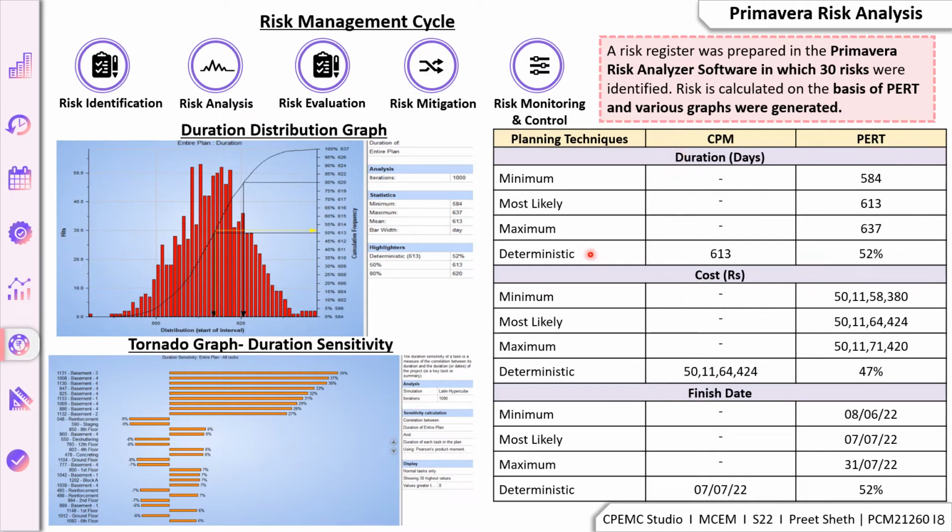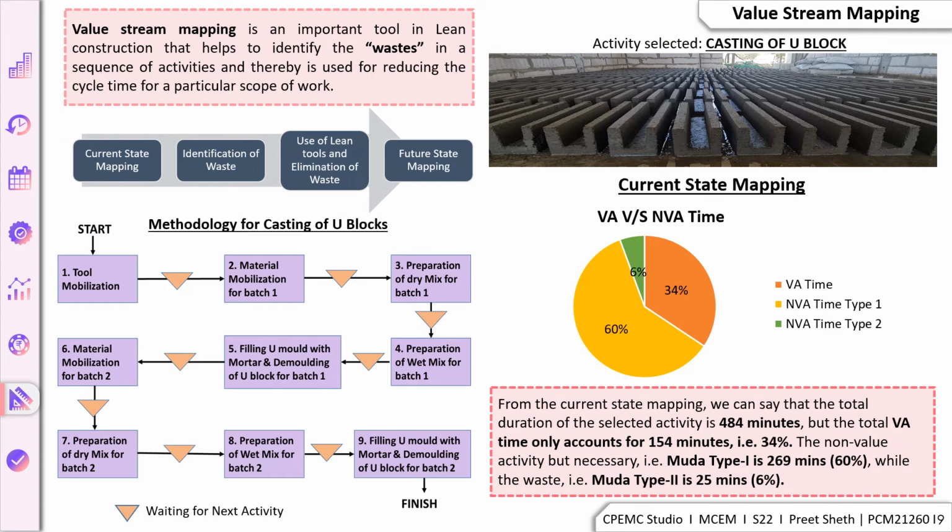Critical path method basically works on the deterministic approach, and PERT basically works on the probabilistic approach. Now talking about lean construction, the first tool which we applied on site is VSM, which is value stream mapping. Value stream mapping helps in identifying the waste in a sequence of activities, and it ultimately helps in reducing the cycle time for the scope of work.